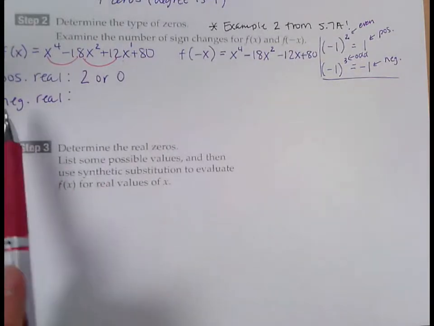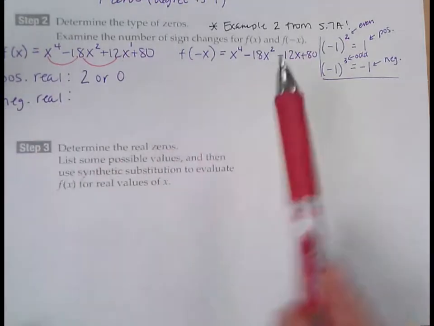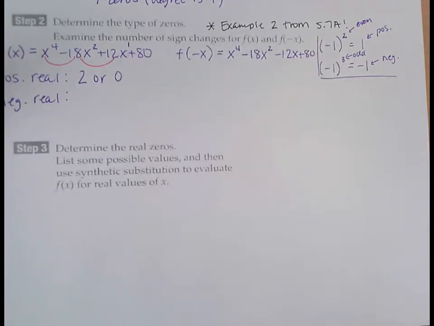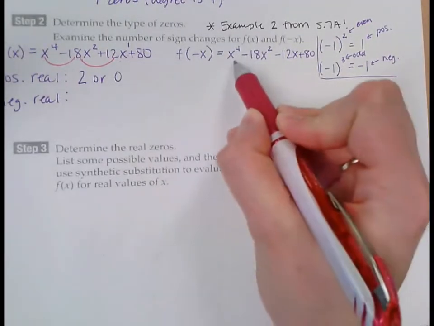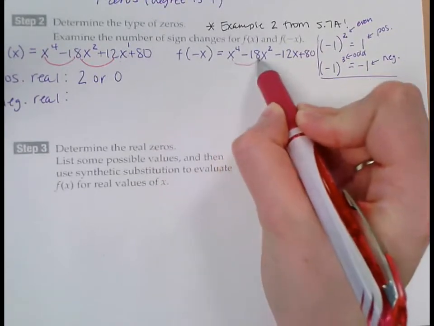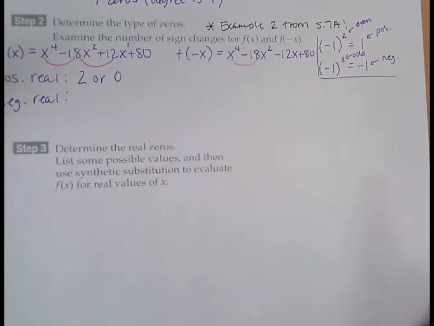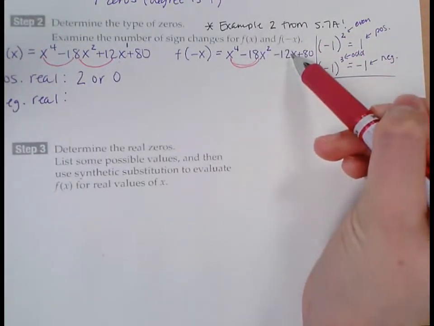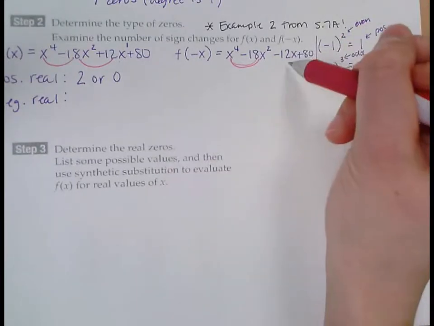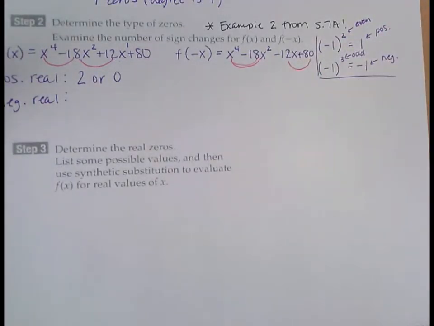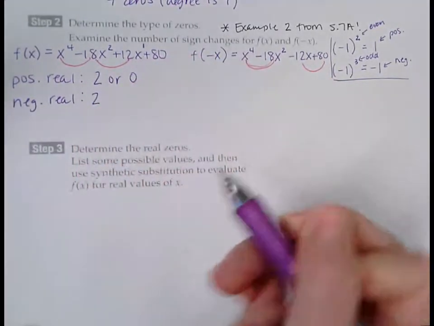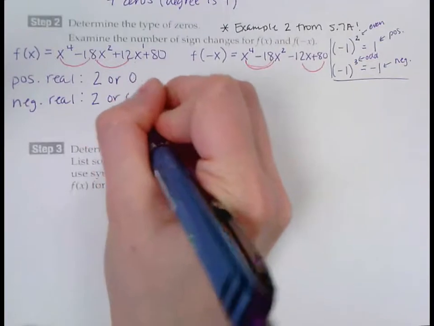Okay, but then to find the possible number of negative real zeros, you now find the sign changes of this polynomial. So where the terms change from positive to negative or vice versa. So from the first term to the second, I went from a positive to a negative. That's a sign change. From the second to the third, they're both negative, so no sign change. From the third to the fourth, negative to a positive, that is a sign change. So I have two sign changes. So my possible number of negative real zeros will be 2 or 2 less than that, so or 0.